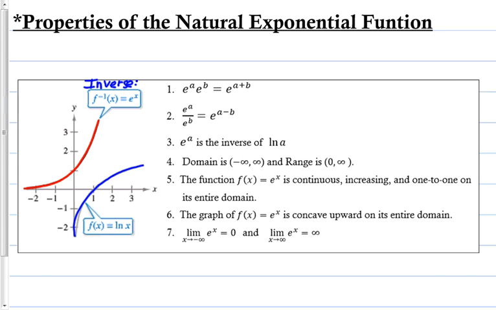but you eventually will. So e to the a times e to the b, since these are exponents and they have the same base, all I have to do is add them. That's mathematically valid, right? When we're dividing, we would subtract. Again, e to the a is the inverse of the natural log of a. They're inverses of each other, so they would cancel each other out. And the rest is just information about the graph.